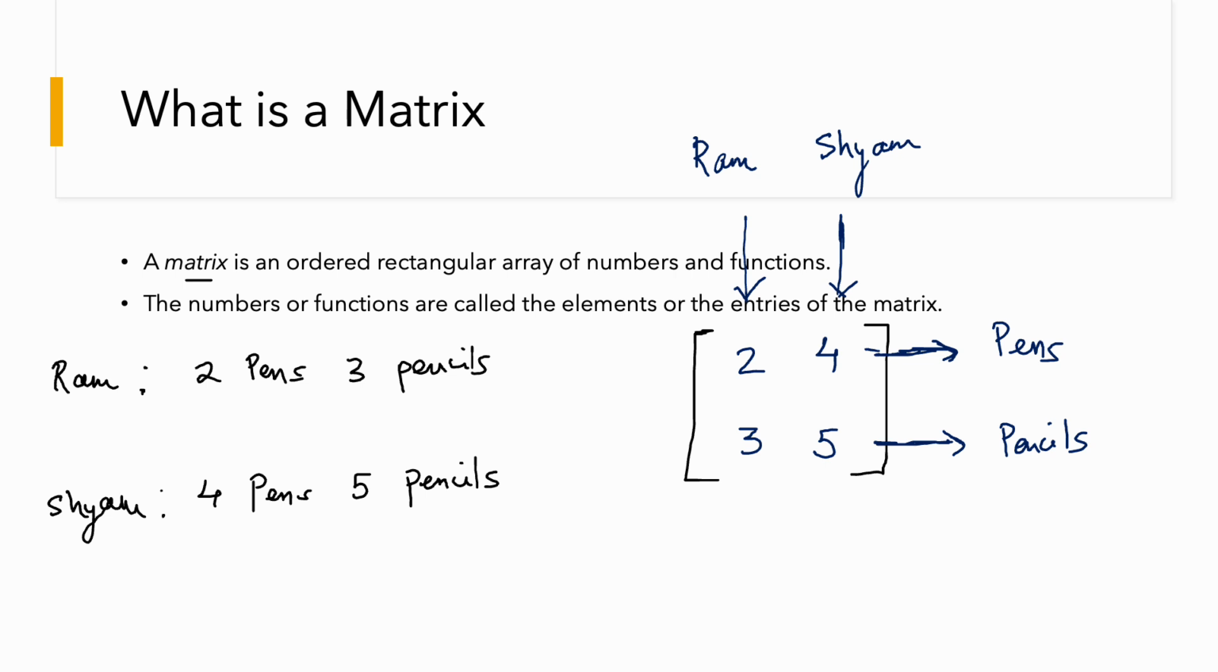Secondly, the elements that you are observing here, the numbers 2, 4, 3 and 5, are known as the elements of a matrix, or you can say the entries of the matrix.